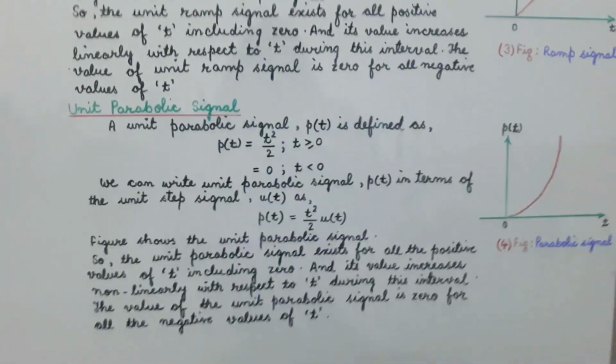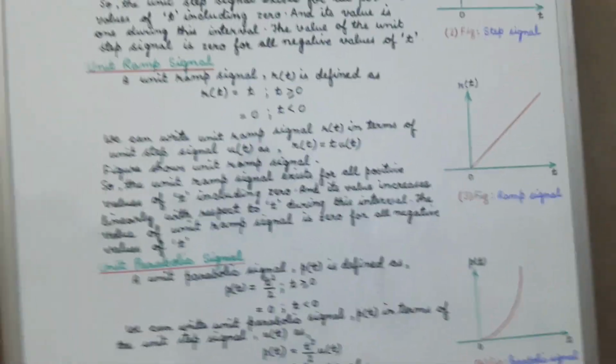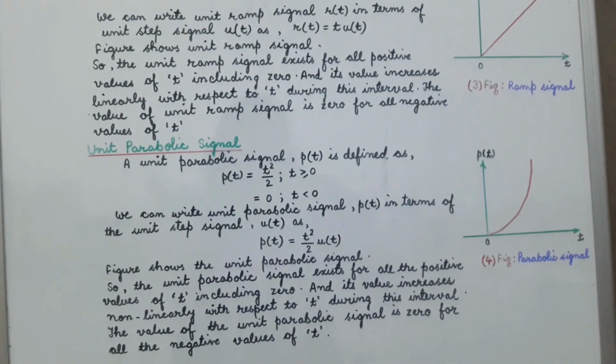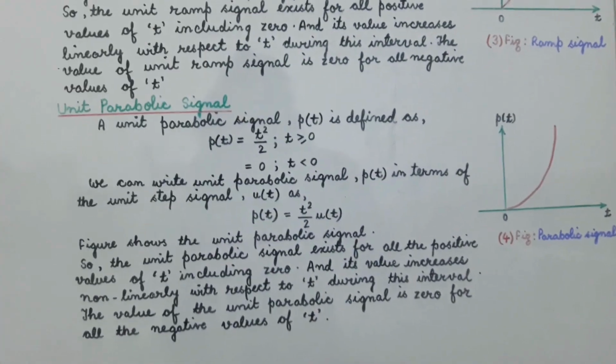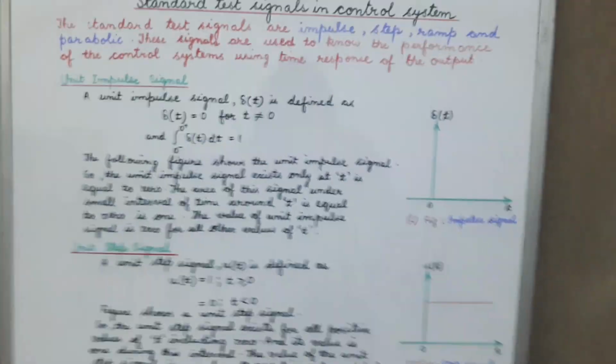These are the 4 test signals which are used in control system. I hope you have understood all these 4 signals.